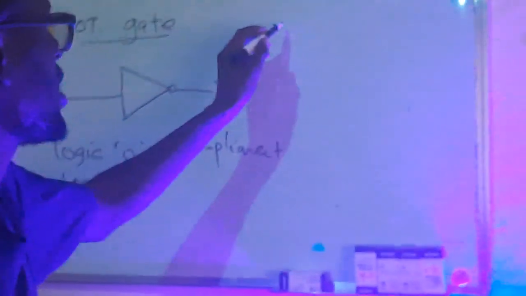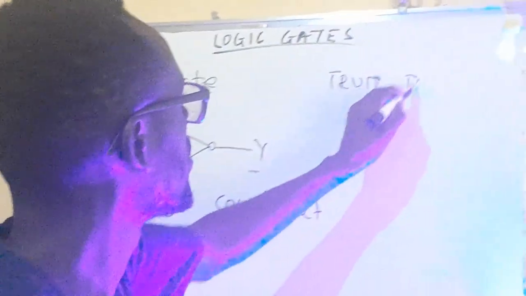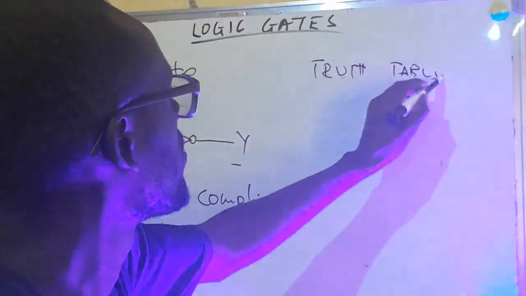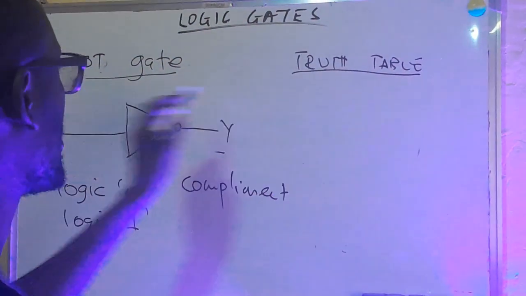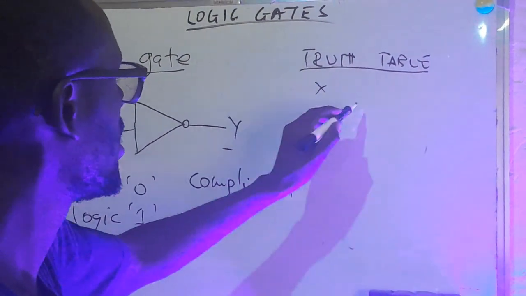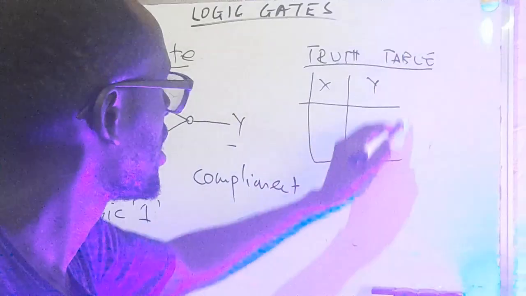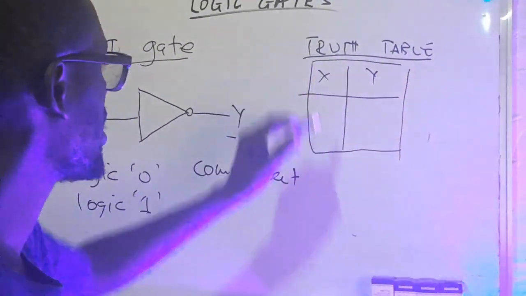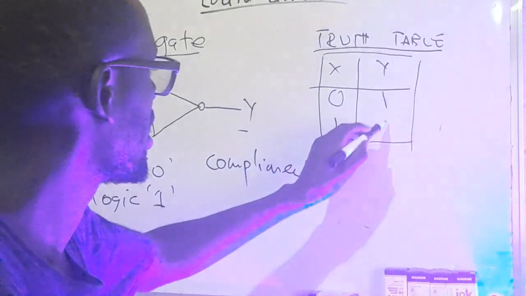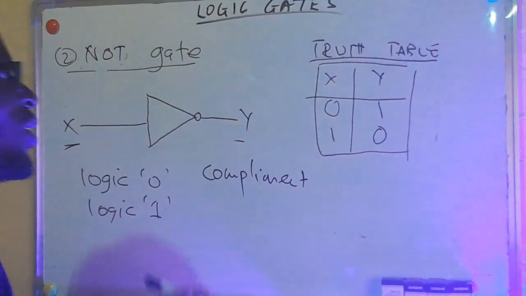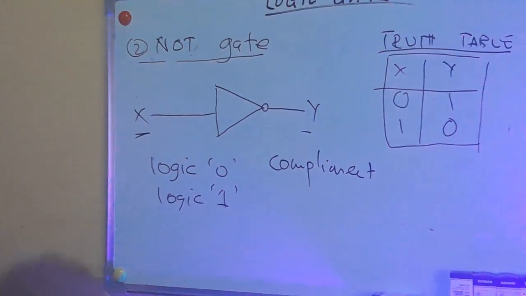So to draw the truth table, the truth table for the NOT gate will be very simple, because it is a one input one output system. So for 0, it will be 1. For 1, it will be 0. So that is the truth table for the NOT gate.